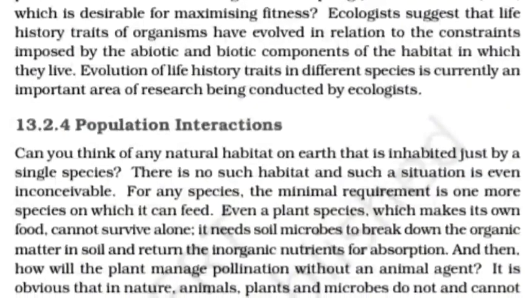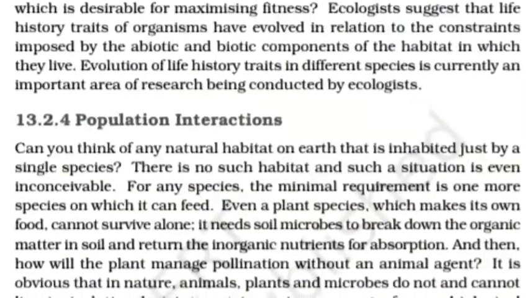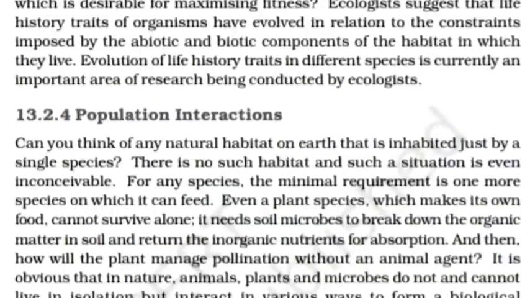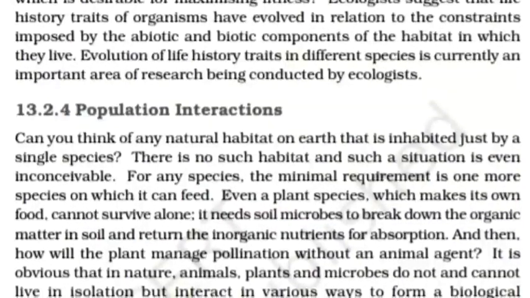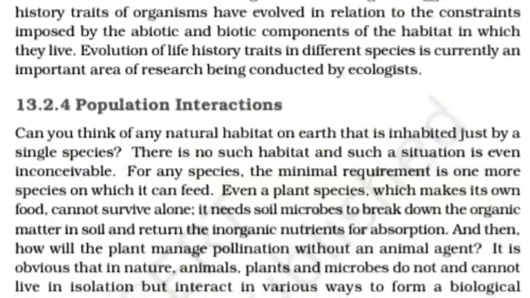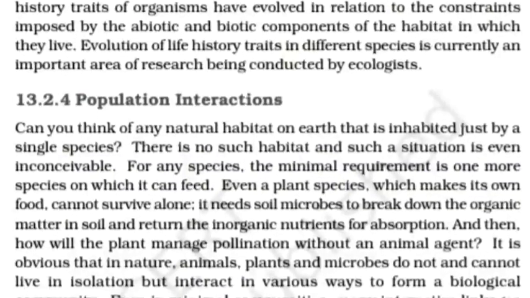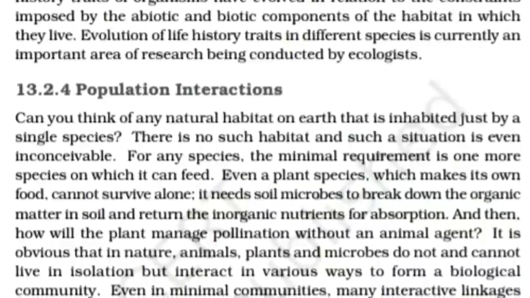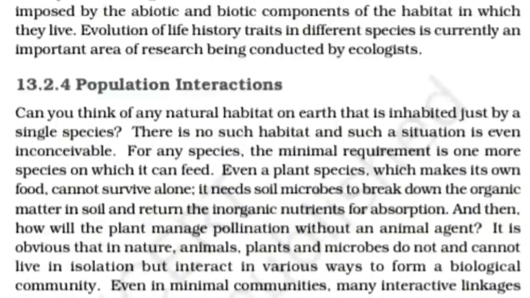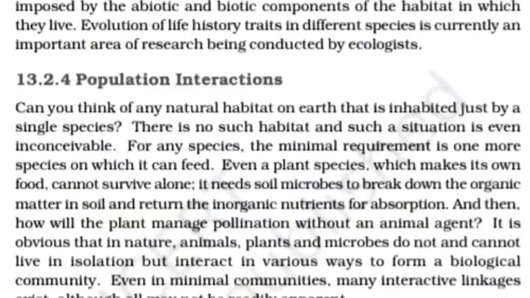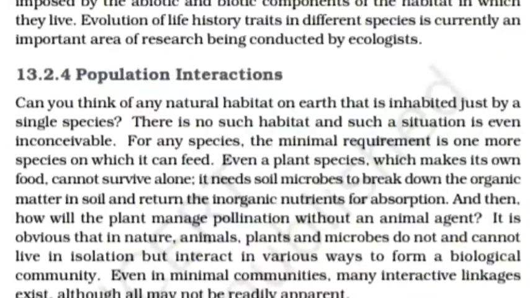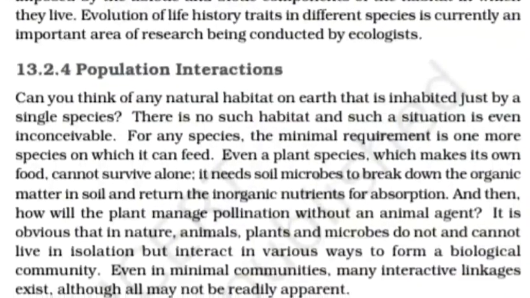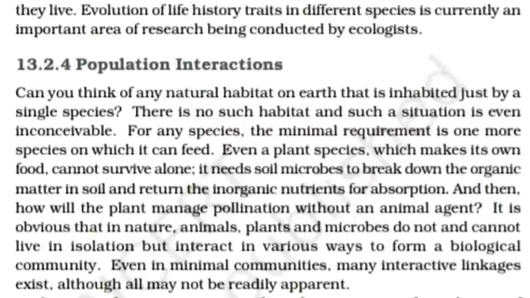Population interaction. Can you think of any natural habitat on Earth that is inhabited just by a single species? There is no such habitat, and such a situation is even inconceivable. For any species, the minimal requirement is one more species on which it can feed. Even a plant species which makes its own food cannot survive alone.